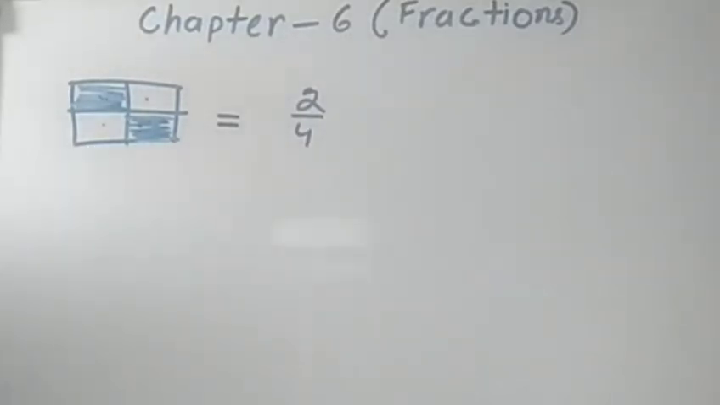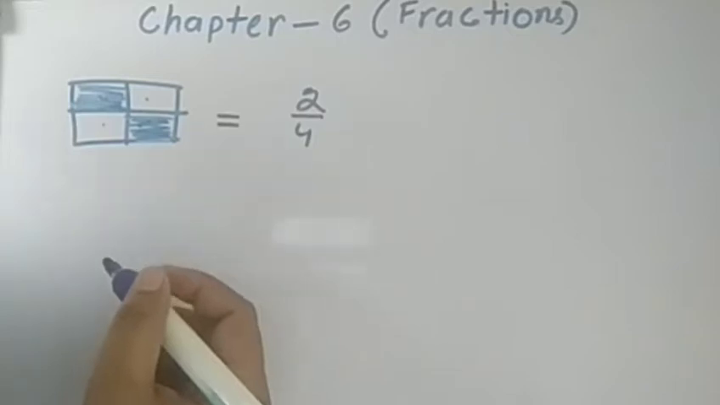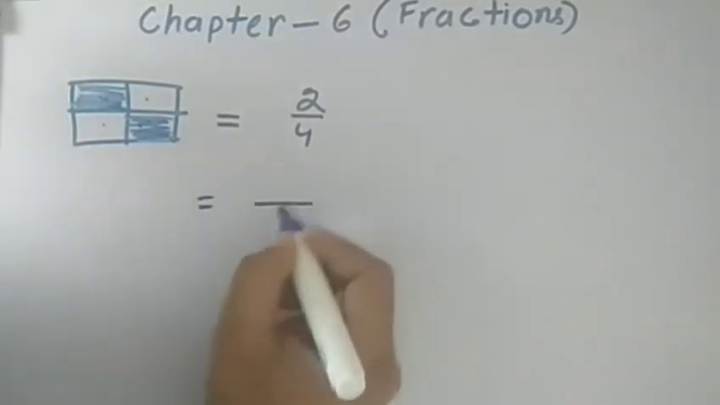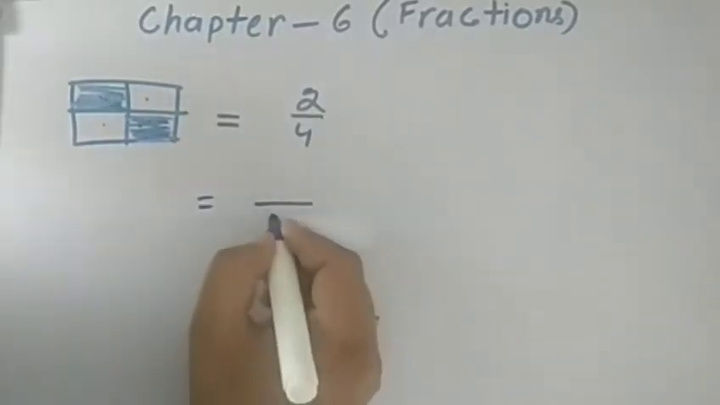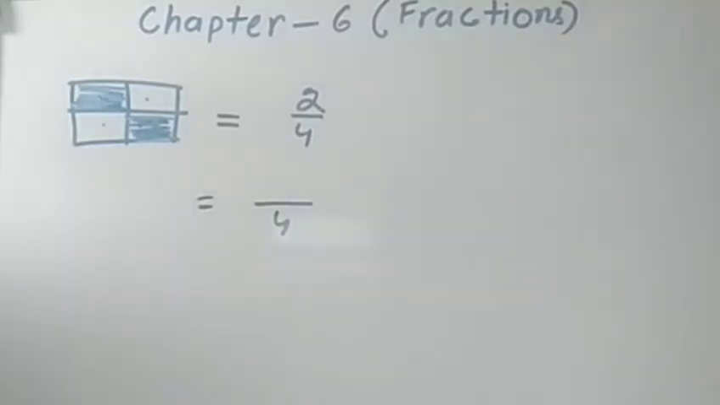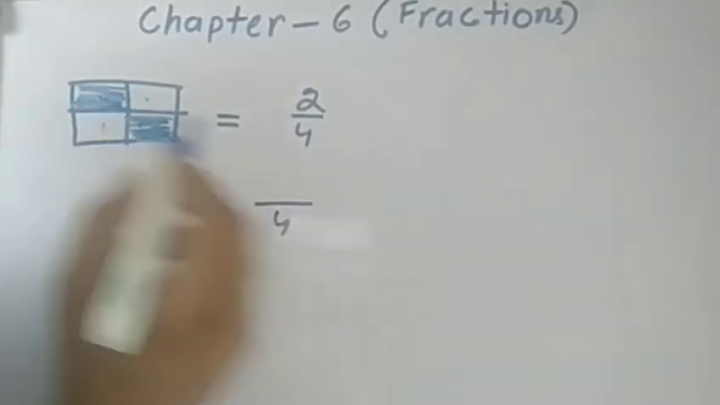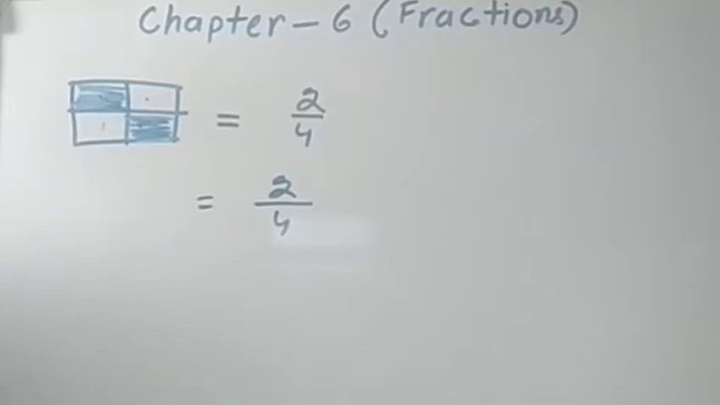Similarly, we can find the fraction of unshaded parts. First of all, we write the total number of parts, that is 4, and the unshaded parts. Here unshaded parts are 2. So the fraction of shaded parts is 2 upon 4 and the unshaded is also 2 upon 4.